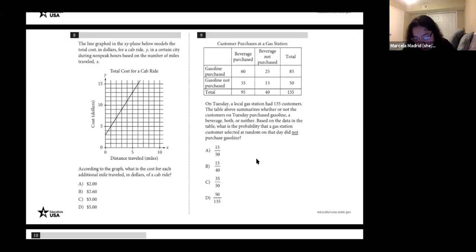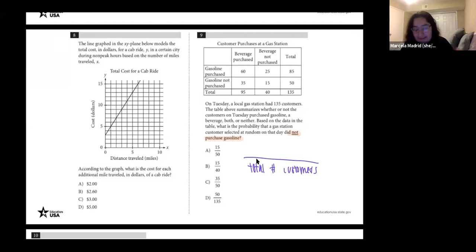So if we look at this, we have what is the probability that a gas station customer selected at random did not purchase gasoline, right? So what that's asking for is the total number of customers as your whole. That's what you're comparing it to. Oh, and then we got a D. So we have two answers, B and D.